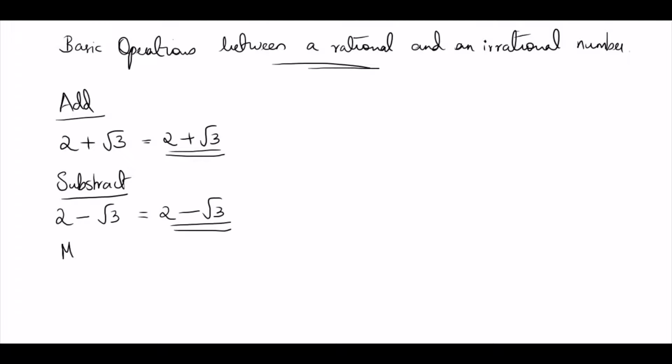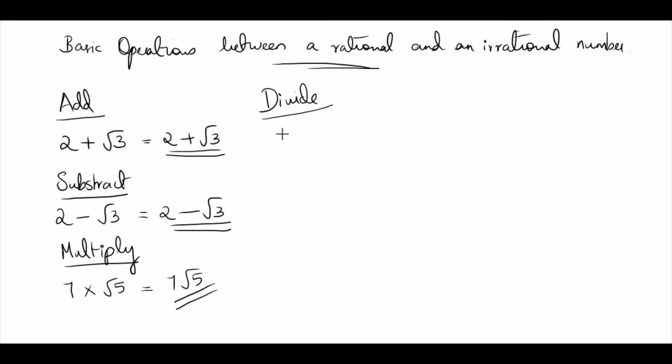Now let's see multiplication between a rational and irrational number. So let's take 7 as the rational number and root 5 as the irrational number. When you do the multiplication, you will get 7 root 5. That is an irrational number. Now if you check with division, 7 is a rational number and root 5 is an irrational number. When you divide 7 by root 5, you will get 7 by root 5. So here you can see, when you do the basic operations between a rational number and an irrational number, you are always getting an irrational number.